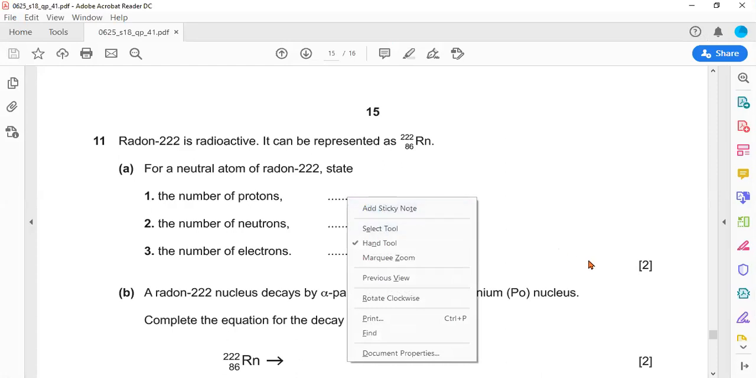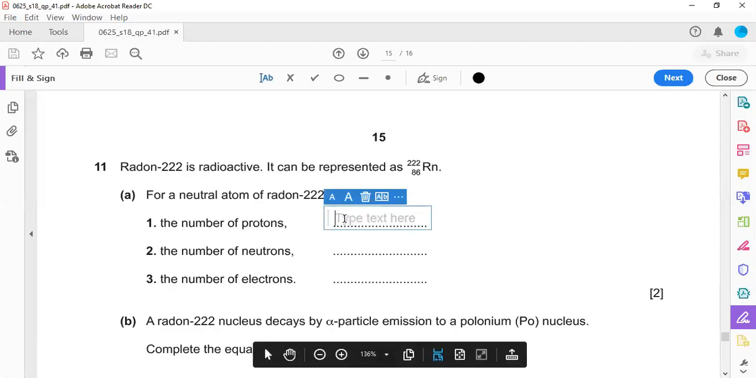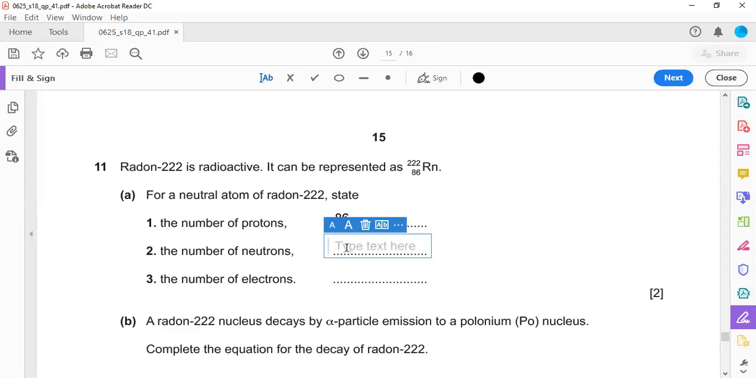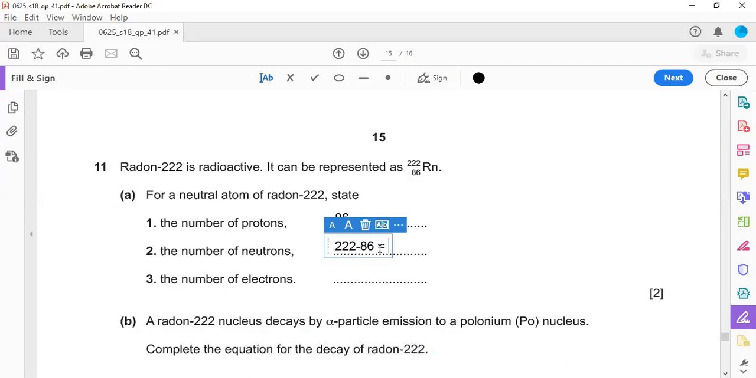86, good. So it has 86 protons. How many neutrons does it have? How do we calculate neutrons? You calculate the top number minus the bottom number to give you the number of neutrons. So it's going to be 222 minus 86. How much do I get? 136. Good.